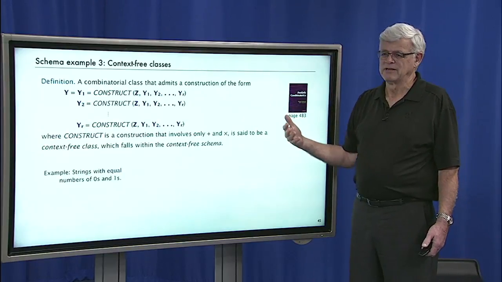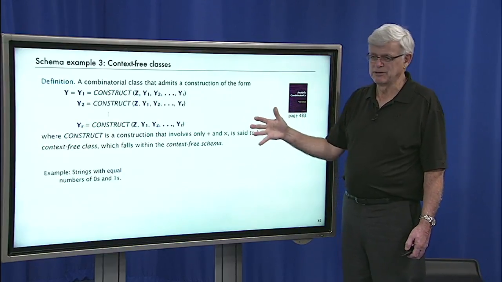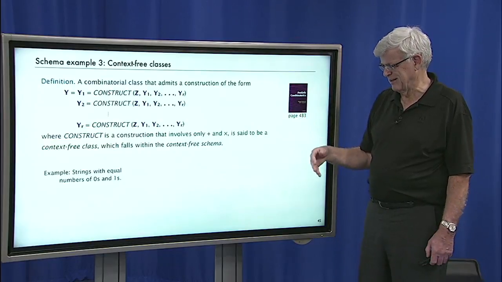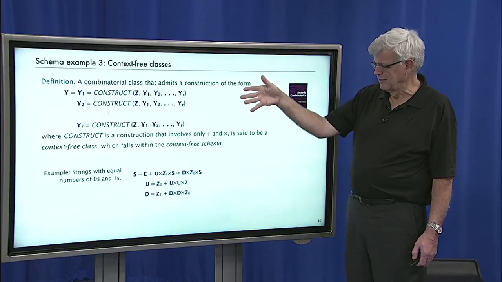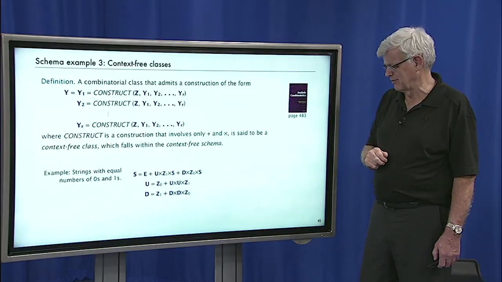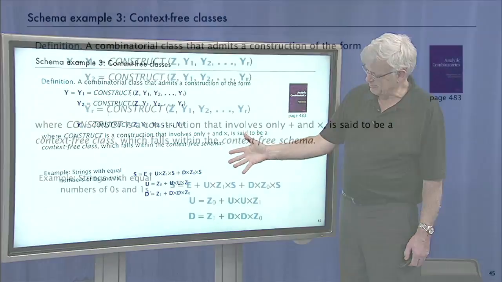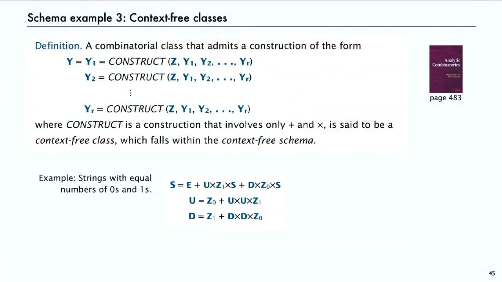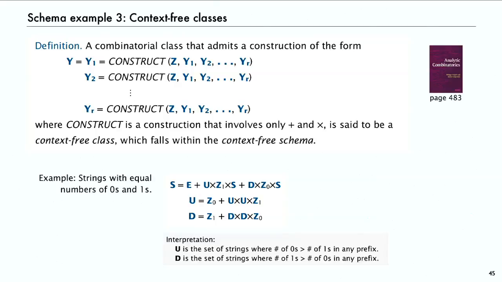For example, computer scientists will be familiar with these kinds of examples. There are many of them out there. Say we want strings with equal numbers of zeros and ones. Here's a family of constructions for strings with an equal number of zeros and ones. To understand this, U is a set of strings where the number of zeros is bigger than the number of ones in any prefix, and D is a set where the number of ones is bigger than the number of zeros in any prefix.